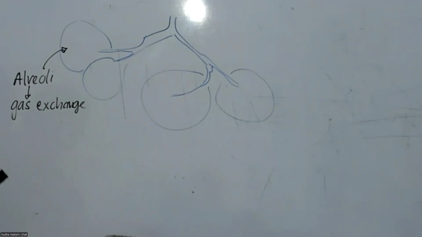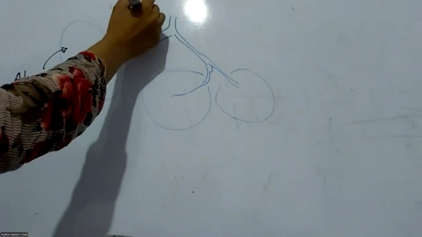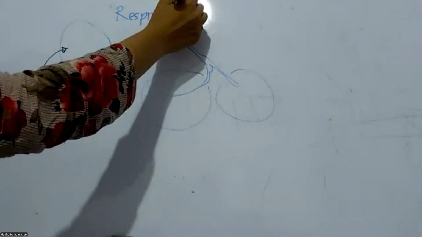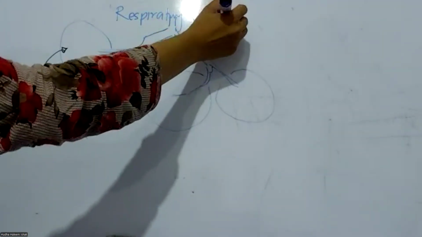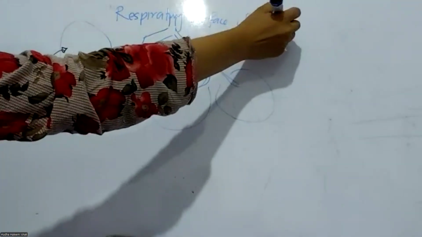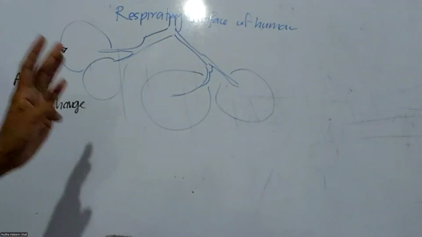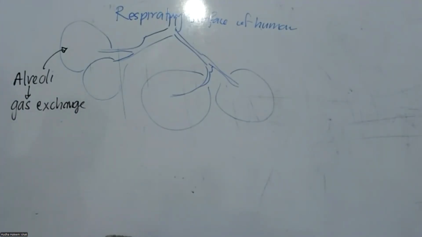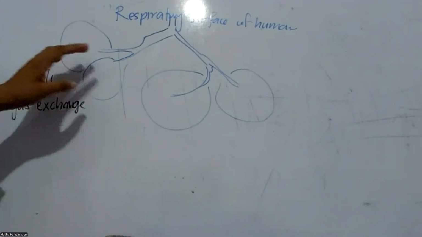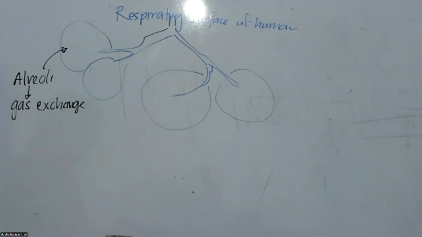The walls of the alveoli, these walls are there. We studied that there are four main characters for the respiratory surface. So this alveoli is the respiratory surface now. This is the respiratory surface of humans. The respiratory surface of humans is what? The alveoli. The alveoli is the one playing the role of respiratory surface in humans. So this alveoli should have all those four characters. Now we'll see how it shows all those four characters. So the wall of the alveoli consists of what?